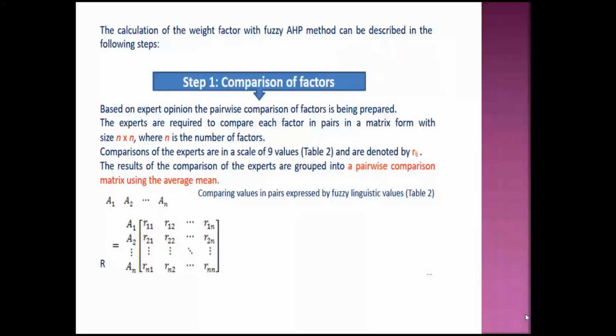In the whole procedure, we will discuss each step one by one, that is, how we measure the weights based on these criteria. The first step is the comparison of factors. The calculation of the weight factor with the fuzzy AHP method can be described in the following steps.